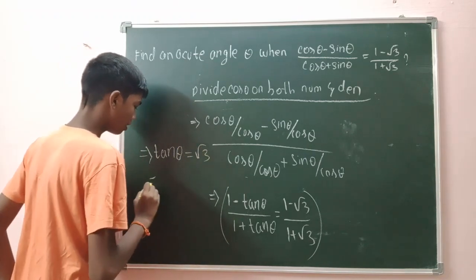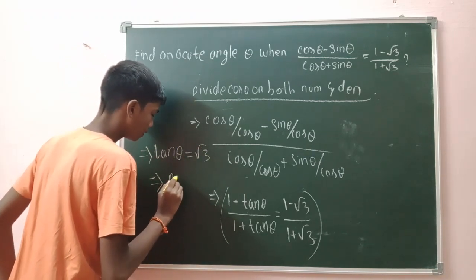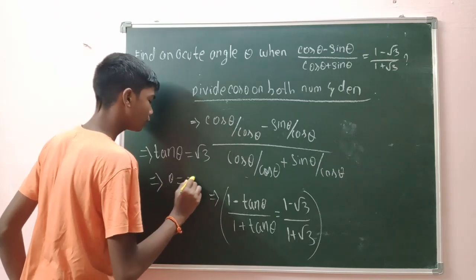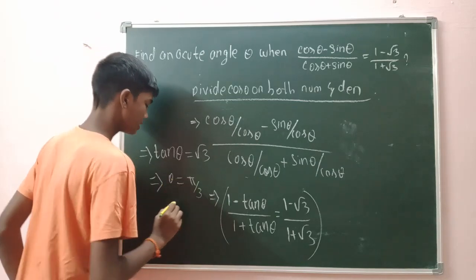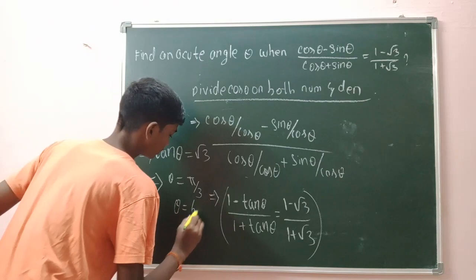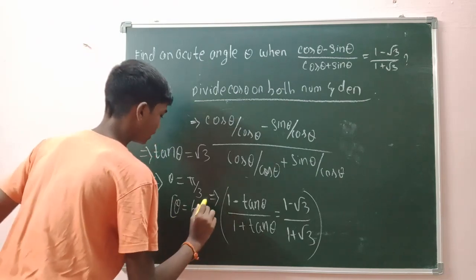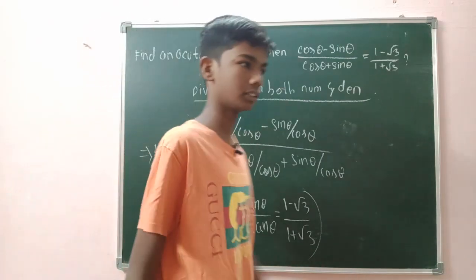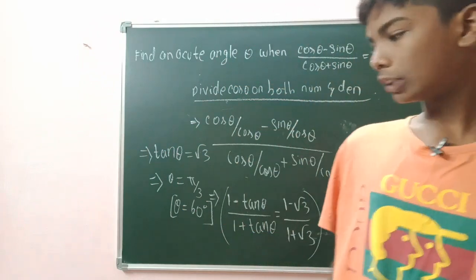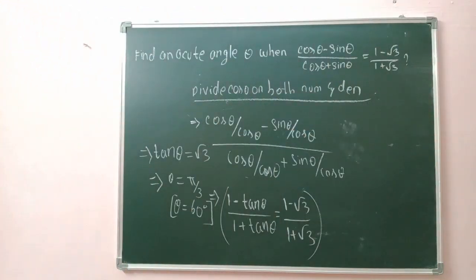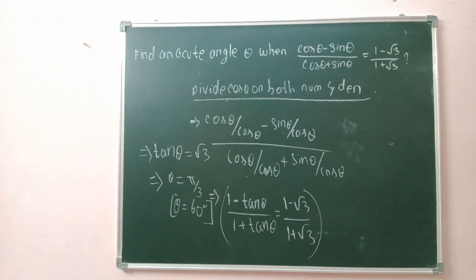That is only possible when your theta is equal to pi by 3. So your theta is equal to 60 degrees. So that's the answer for this question. Okay. Theta is equal to 60 degrees. That's all of this question. Let us move on to the next one.